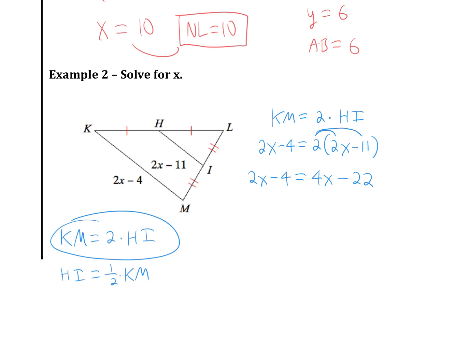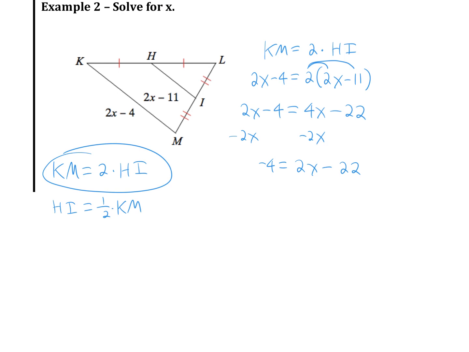We need to get all the x's to one side. What do you want to move? Let's move the 2x to the other side here. So we got negative 4. What's 4x minus 2x? It is 2x. All right, all the x's are to one side. Now what do we need to do? We need to get rid of that 22, move it over there to get 2x by itself, so plus 22. So negative 4 plus 22 is 18 equals 2x. Divide by 2. And we get x equals what? x equals 9.